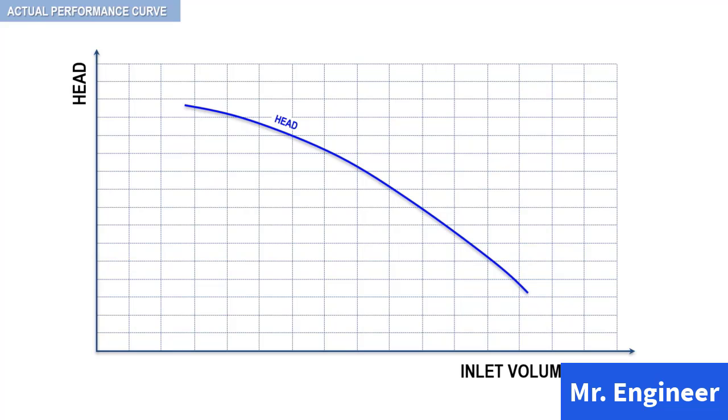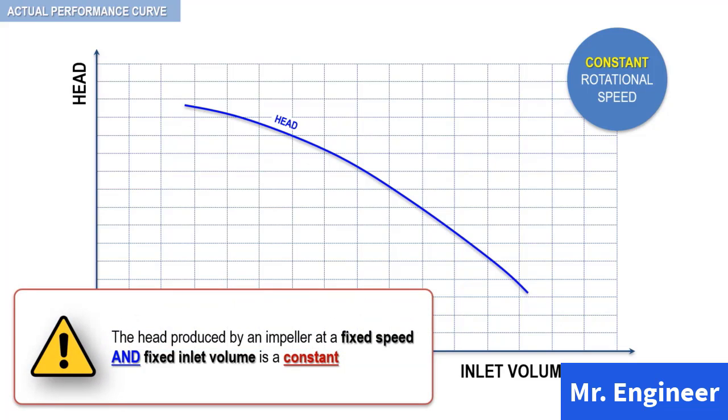In the previous videos, we have seen that the head produced by an impeller at a fixed speed and inlet volume flow is a constant. This formed the basis upon which we have derived the procedures accounting for changes in inlet conditions. Now, as long as your compressor performance curve takes the form head versus inlet volume flow, as depicted here, then you can use the procedures we have developed so far to obtain accurate results.